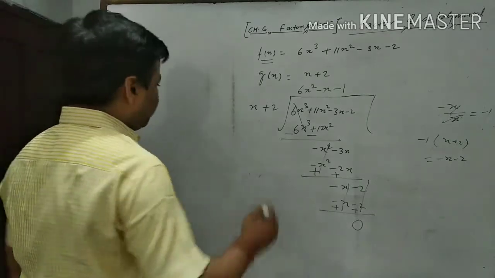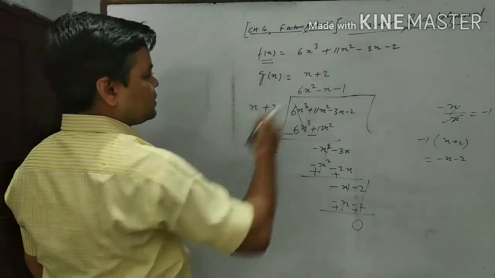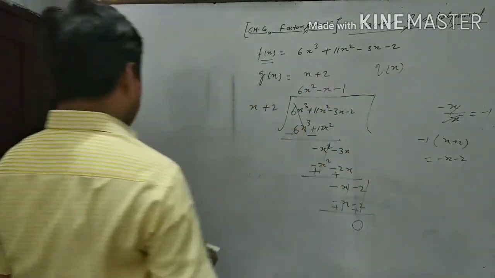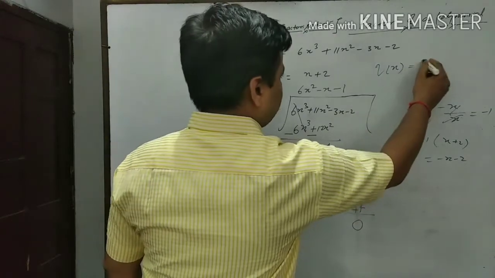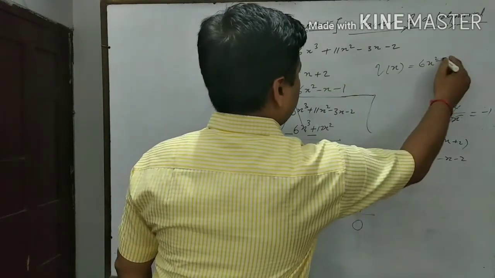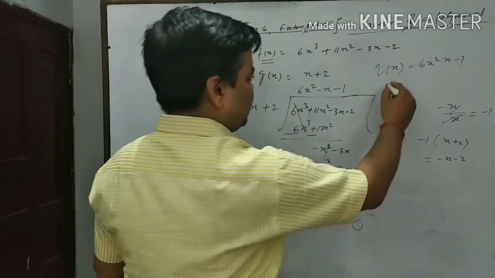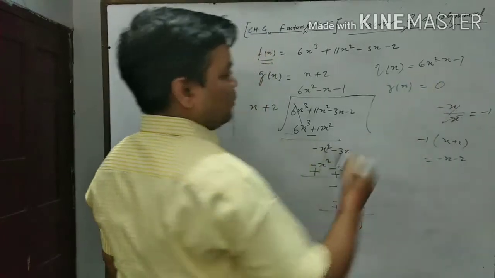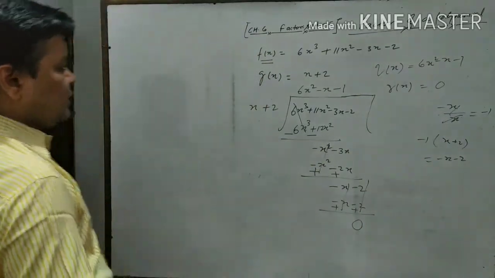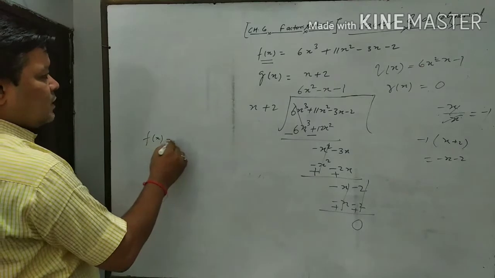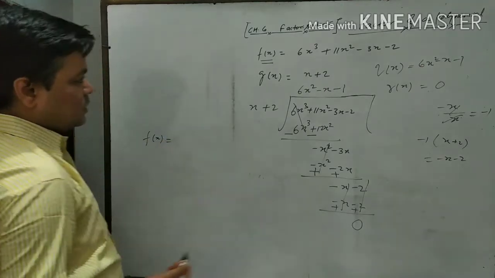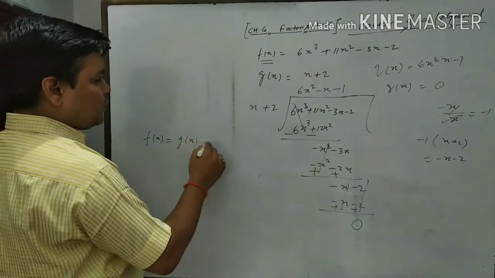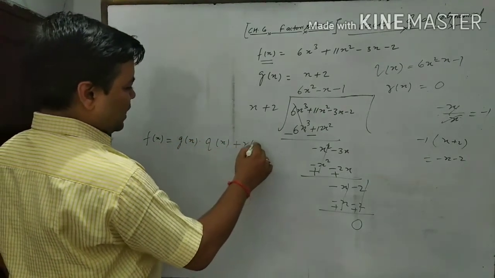Now here we have f(x) is equal to this, g(x) is equal to this, and now what is the value of q(x)? Value of q(x) will be 6x square minus x minus 1. And value of r(x) is what? That is the zero polynomial. It means if we write here, we find that f(x) is equal to g(x) into q(x) plus r(x).